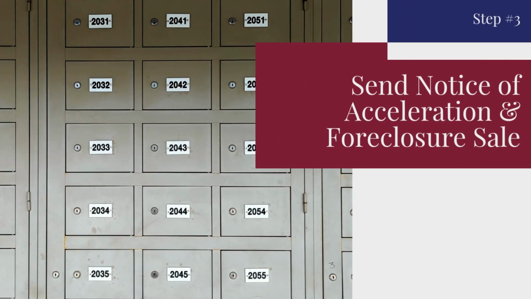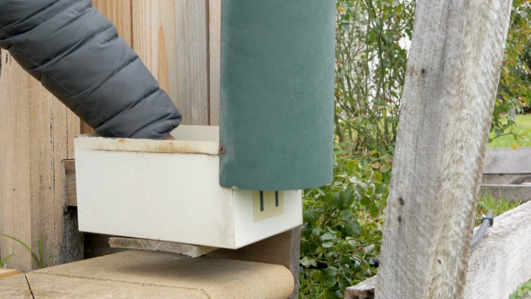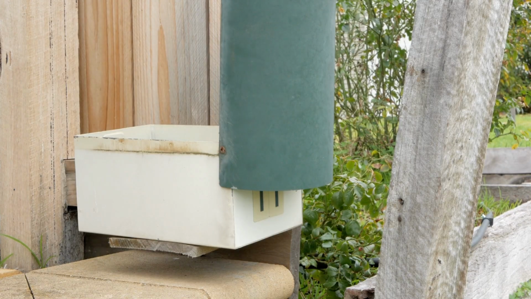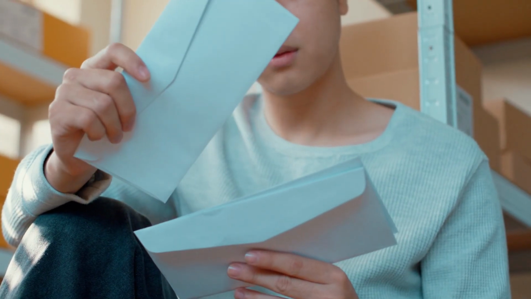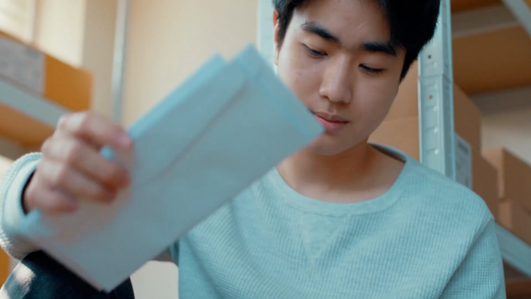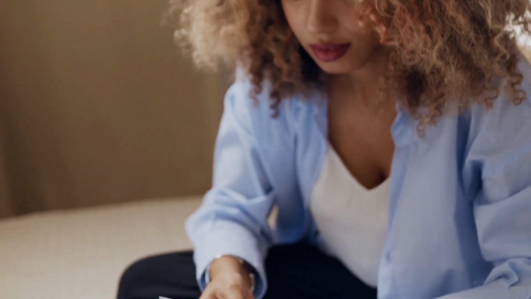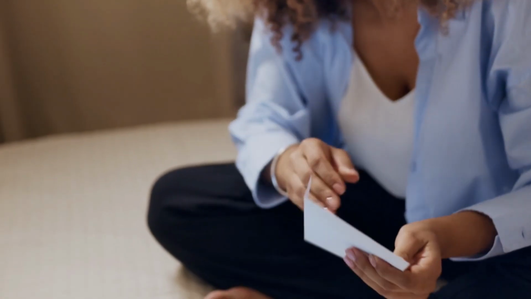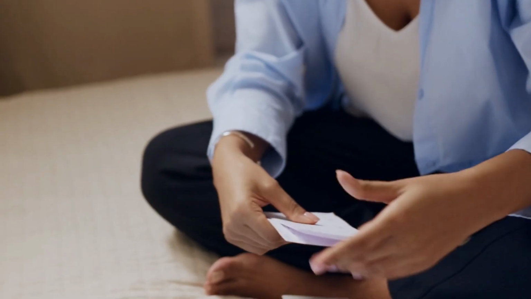Step 3. You'll need to send notice of the acceleration and foreclosure sale. If the borrower fails to cure the default within the specified time, a second notice must be sent. This notice advises the borrower that the entire balance due on the note must now be paid by a certain date or the foreclosure sale will occur. Specific notice of the trustee's sale must also be sent at least 21 days in advance of the foreclosure sale.